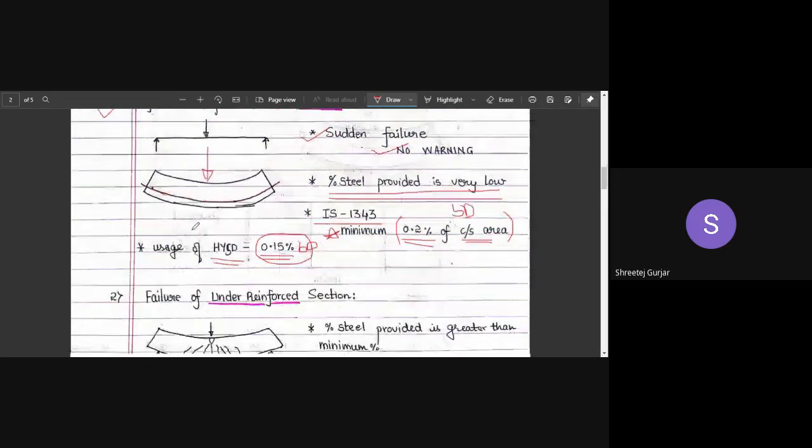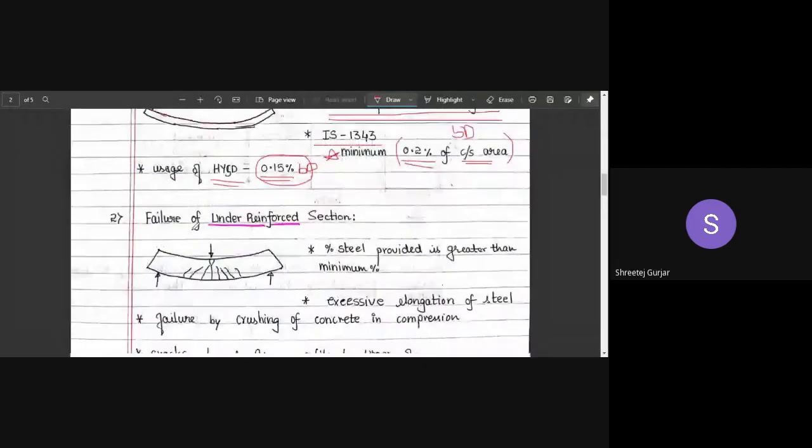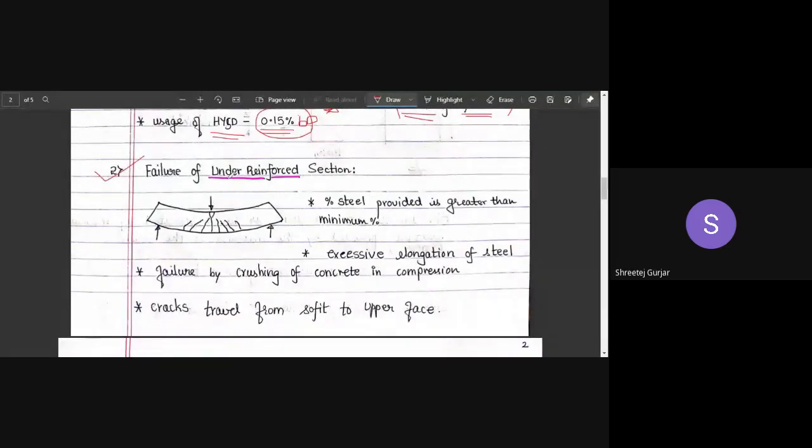Moving on to the next type of failure: the failure of under reinforced section. What do you mean by under reinforced? You have studied this in your previous semesters. What is an under reinforced section? Try to answer. Those who have not answered can try to answer.